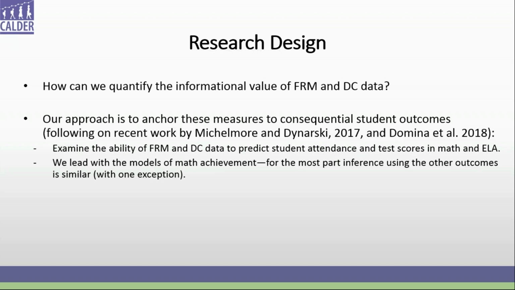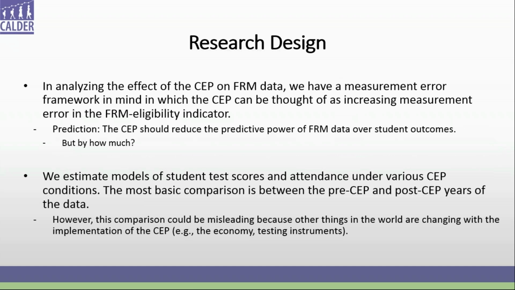The outcomes we're looking at are student attendance and test scores in math and English language arts. The math and English language arts test score results are always substantively very similar, so I'm just going to show you math stuff. The attendance results are mostly similar. There's one little difference when we do the horse race between free meal data and direct certification data, so I'll break that out for you. But mostly things are similar, and certainly in the big picture, they're similar across all of the outcome measures we look at.